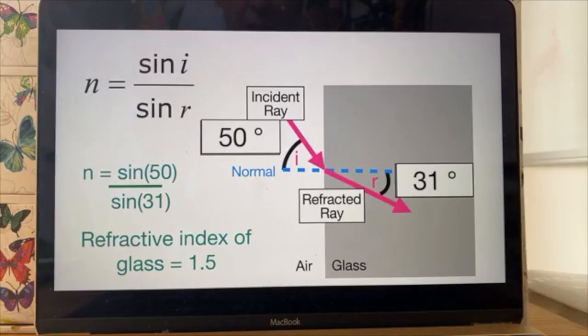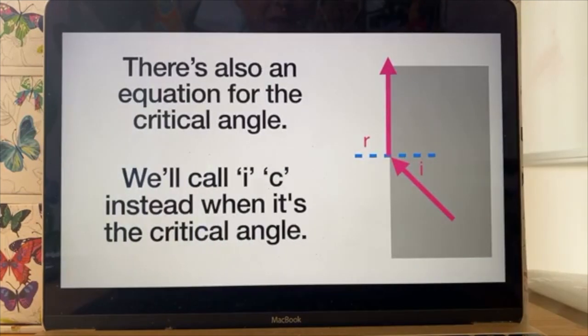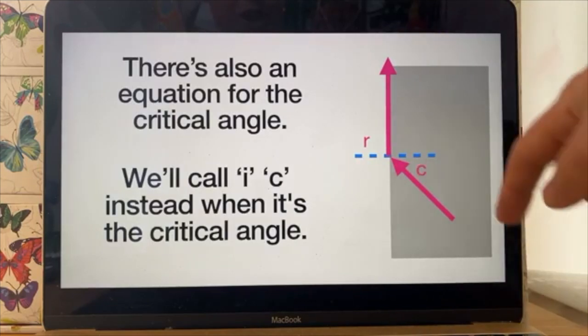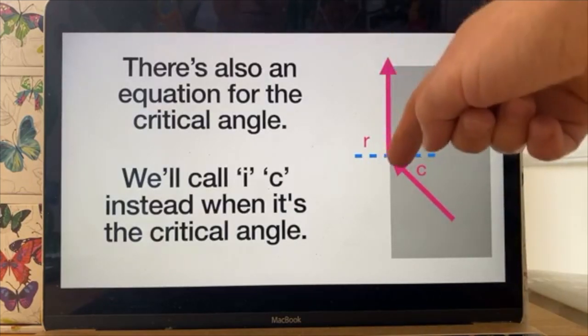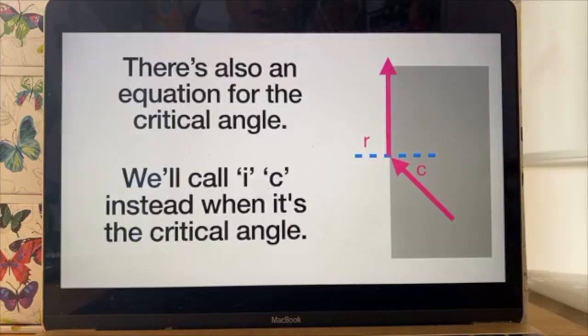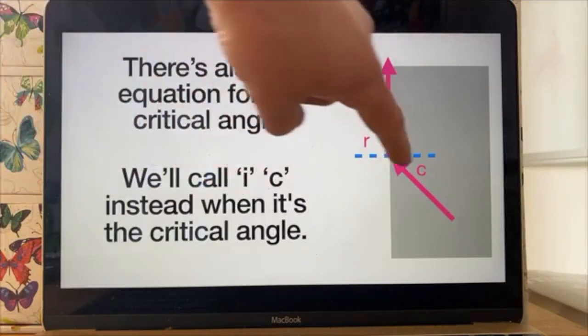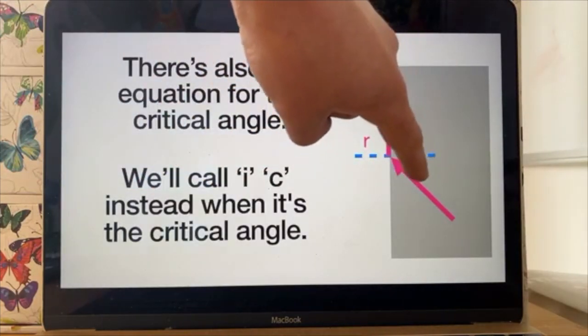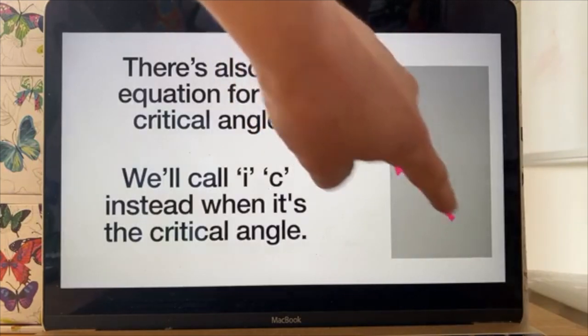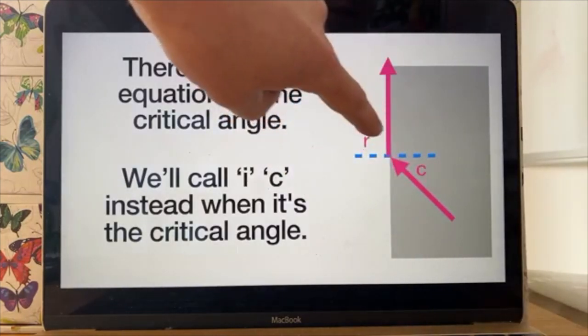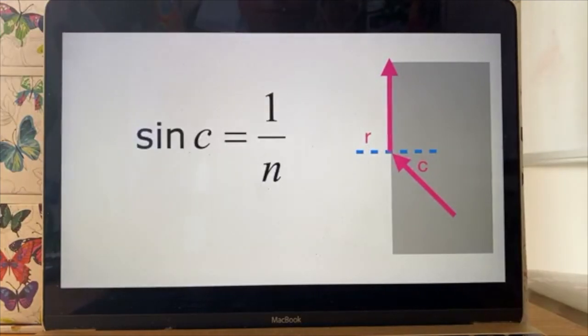But we need to look at sine again, because there's another equation we get to use. Yay! For the critical angle. This angle has a special name, okay? It's now the critical angle. That specific number for I is the critical angle, because you can see it's making the angle of refraction 90 degrees. So instead of saying I, we're going to say C, all right? It just means C is the angle of incidence, but when it's the critical angle that makes the angle of refraction 90 degrees.